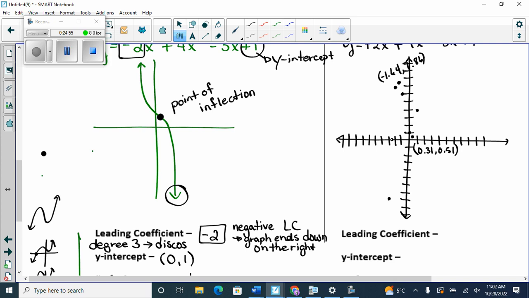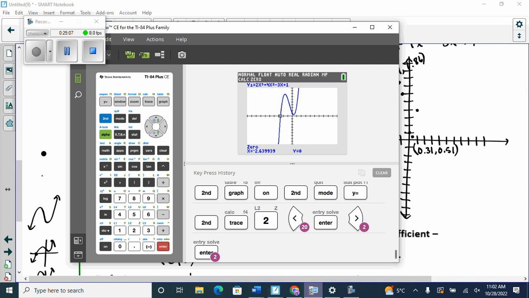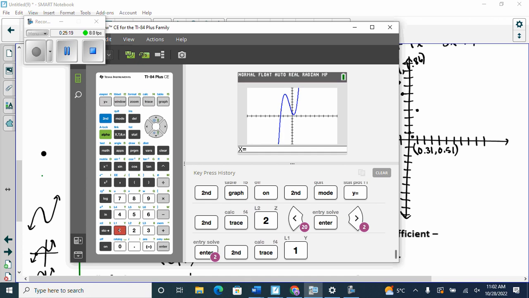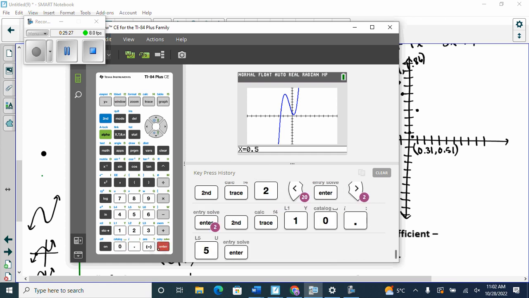Now, what if I want points in between? What if I want more points? Well, my table of values just gives me integers because that's what I have it set to do, right? But I can find any x in between. What's the y when x is 0.5? Follow along. You go second, calc, and now I can get any x I want. I go second calc value. Now here's x equals. I can put in any x I want. It will pop out any y I want. So say I put in 0.5. Now I could plot 0.5 and 0.75.